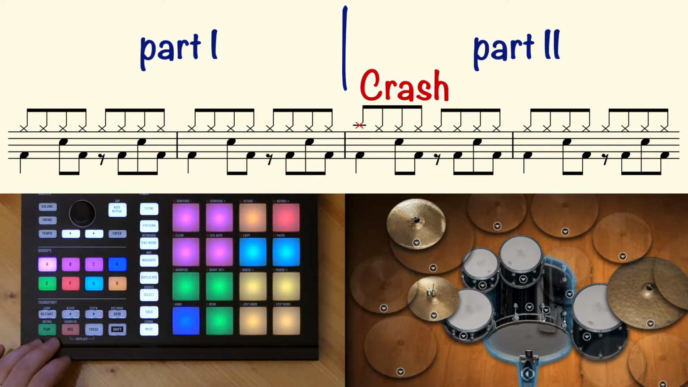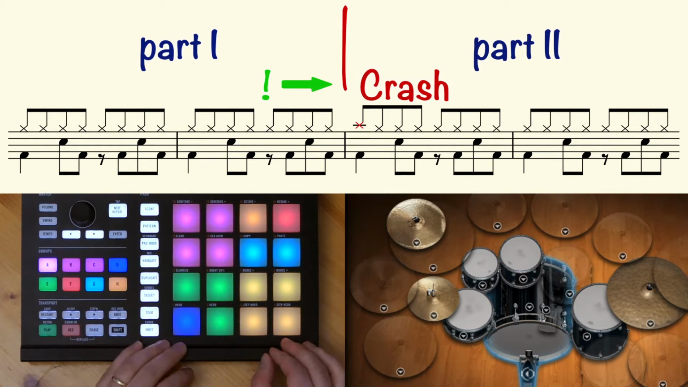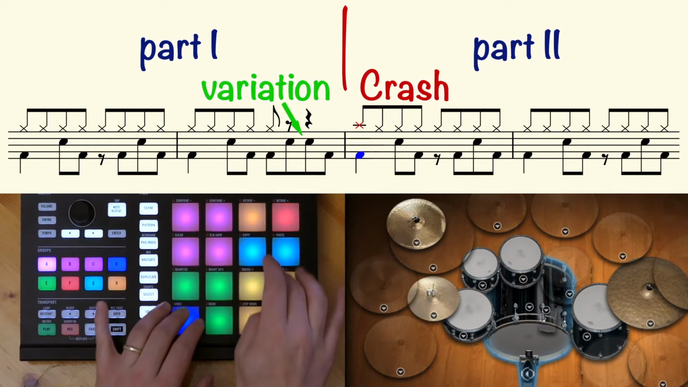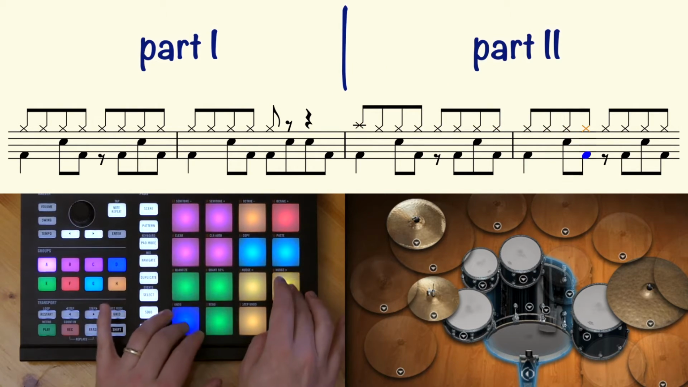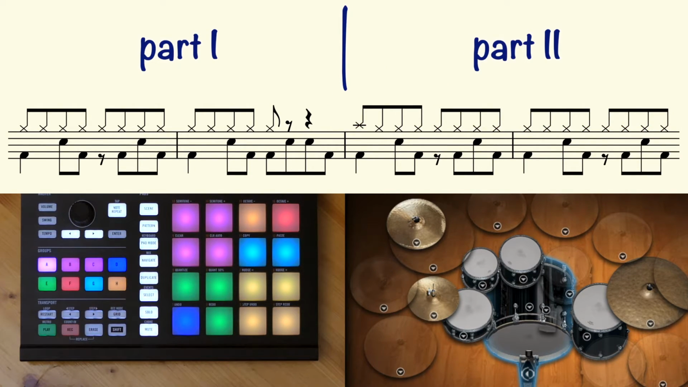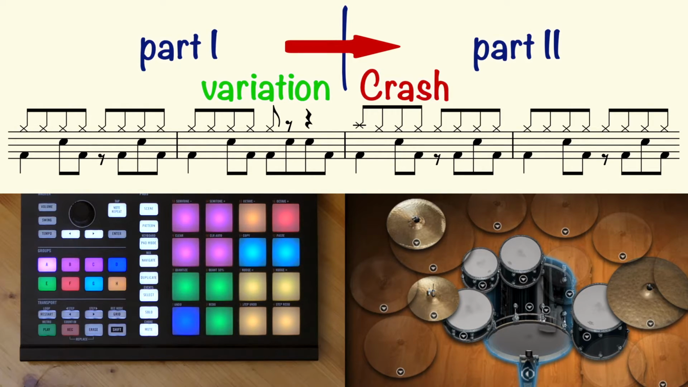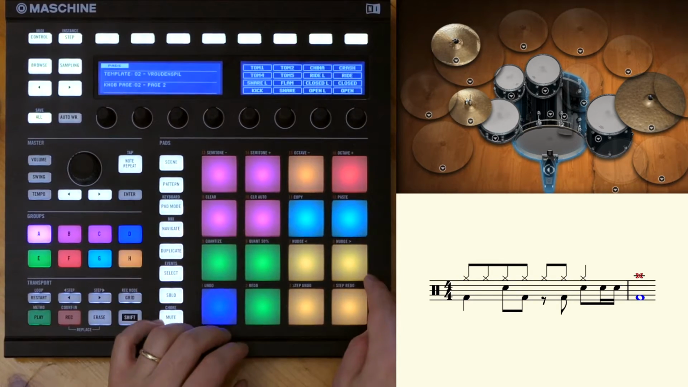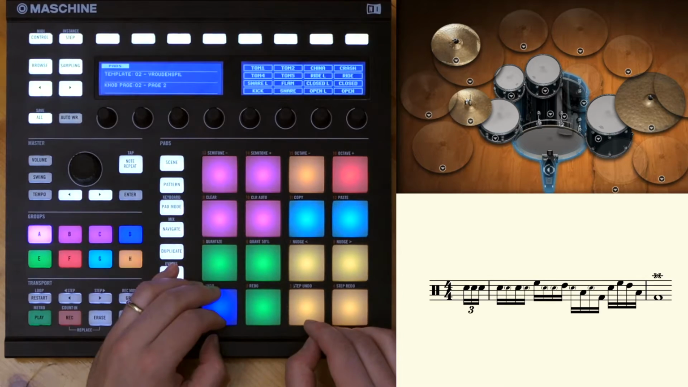As a crash cymbal works well to accentuate an important event, you might want to give your listeners a heads up before it happens. I just played a very subtle variation at the end of part 1, which already made the transition to part 2 more predictable and smoother. These variations are called fill-ins and can be played in many different ways. A fill-in can be really simple, or rather complex, with lots of toms.